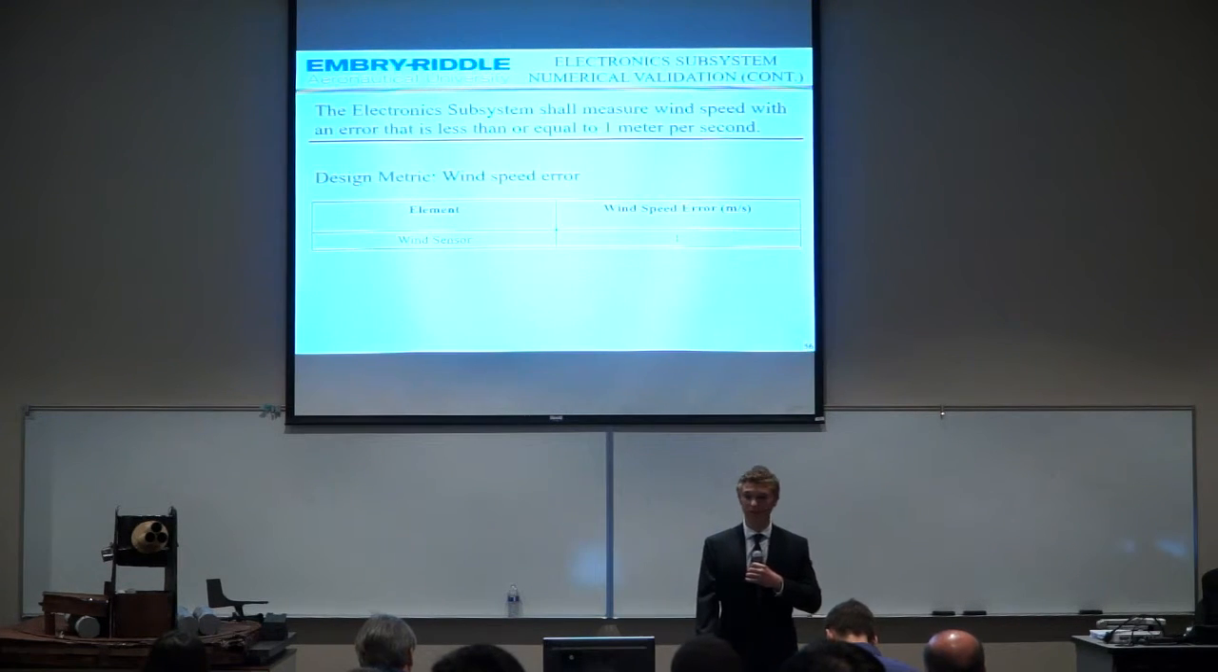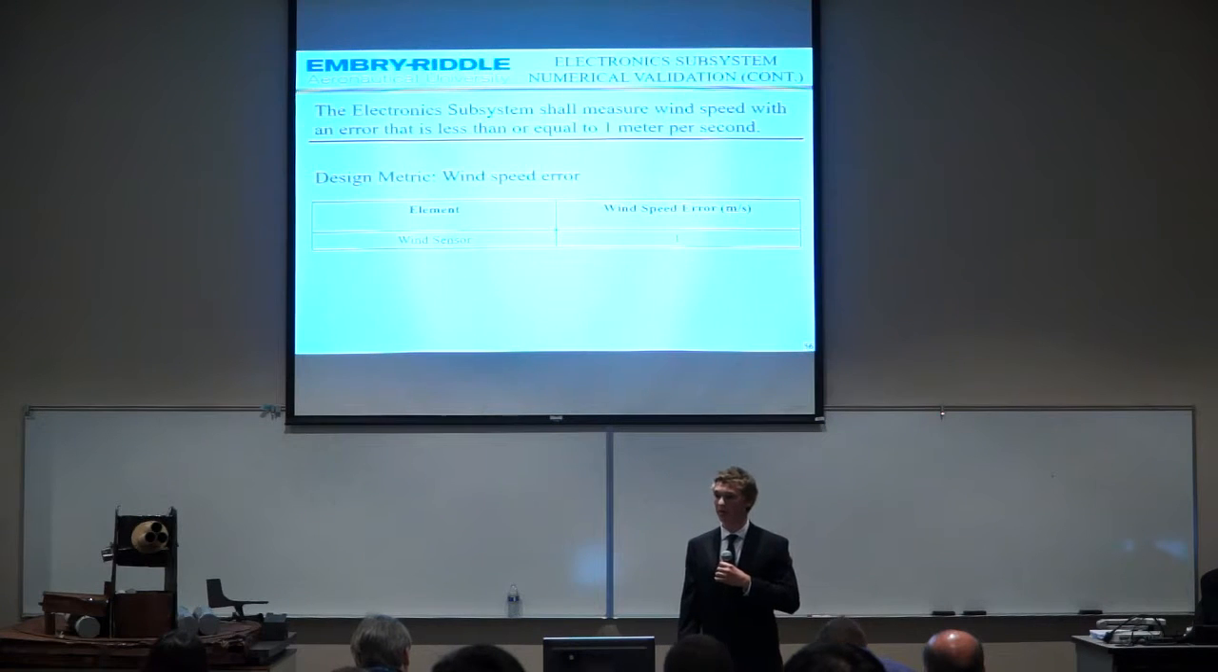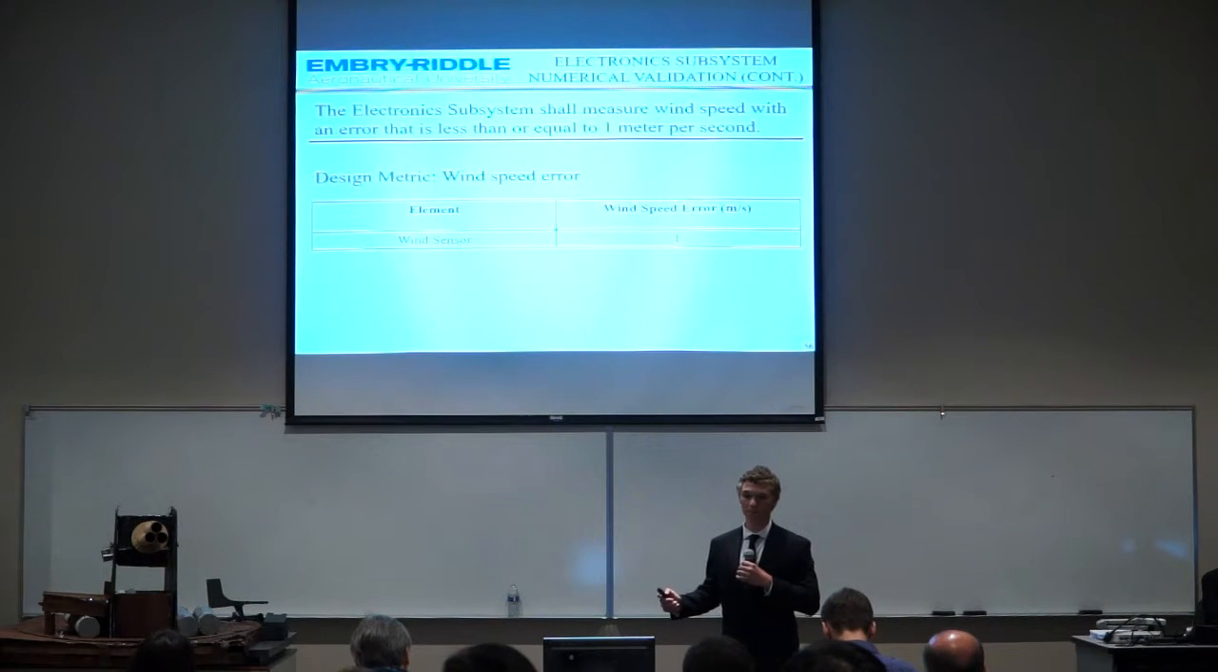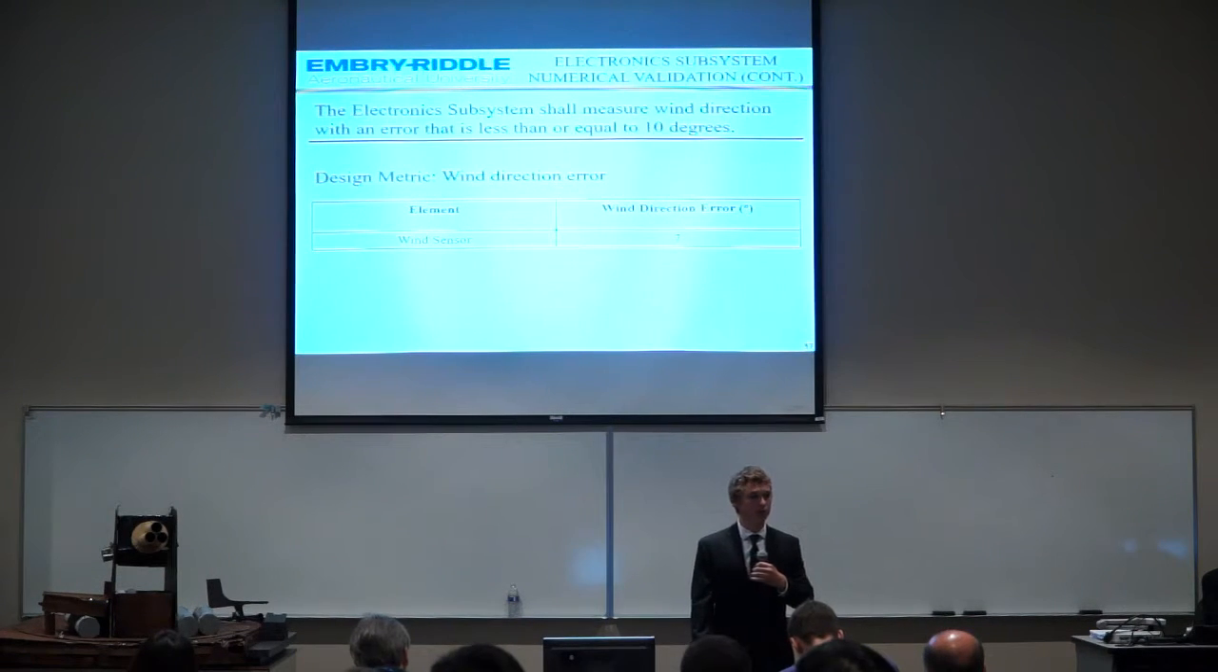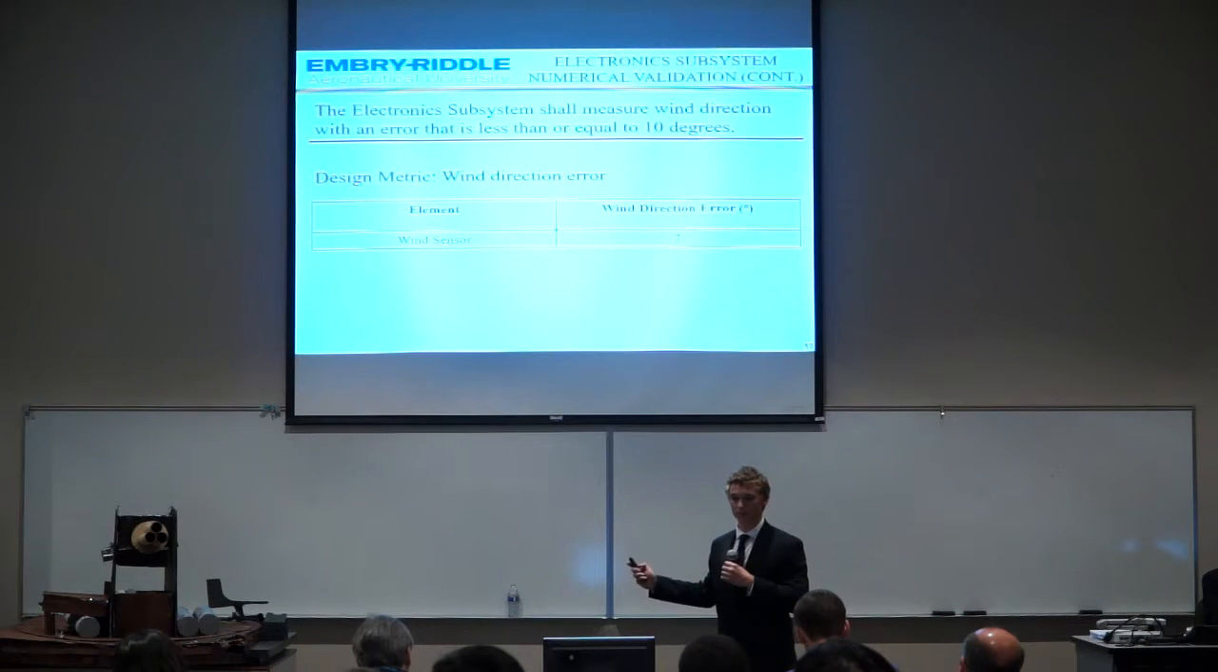The next requirement is the electronic subsystem shall measure wind speed with an error that is less than or equal to 1 meter per second. Our wind sensor is capable of attaining this accuracy requirement. The electronic subsystem shall be capable of measuring wind direction with an error that is less than 10 degrees. Our wind sensor is capable of doing this within 7 degrees, therefore we numerically validate this requirement.